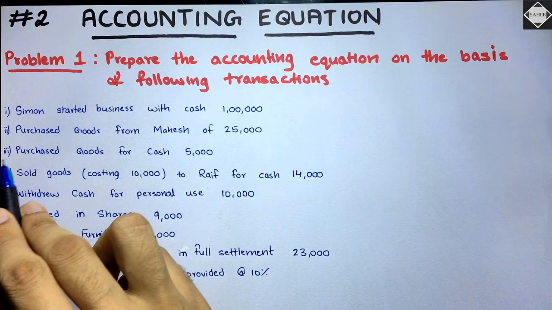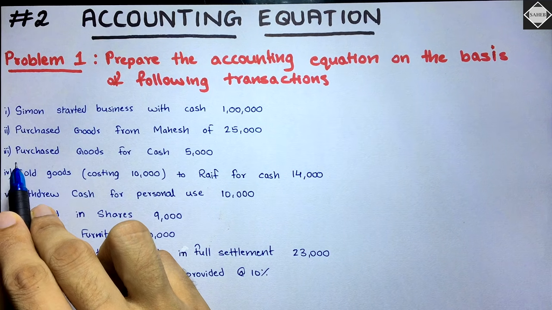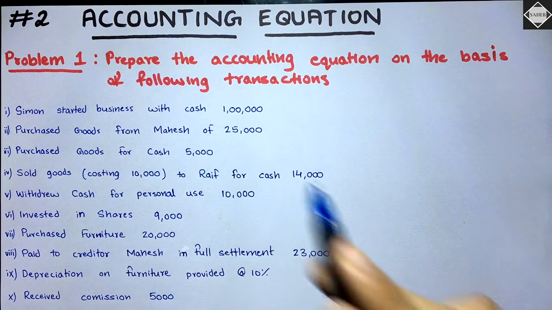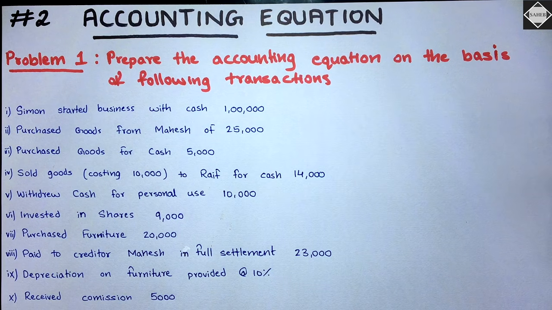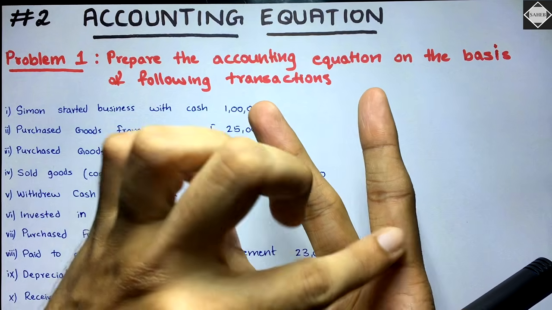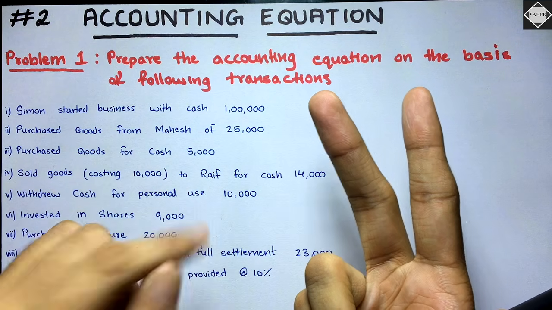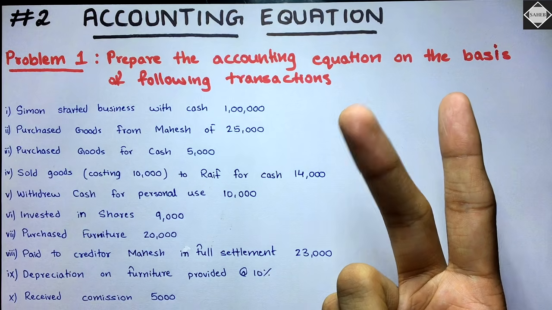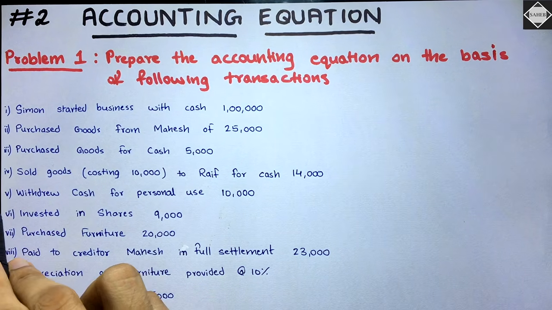Let's move on to the third transaction. Now in the third transaction, what's happening? Purchase goods for cash 5,000. It is specifically mentioned the goods are purchased for cash. So goods are increasing and cash is decreasing because you have paid the cash 5,000. Clear? Fine.